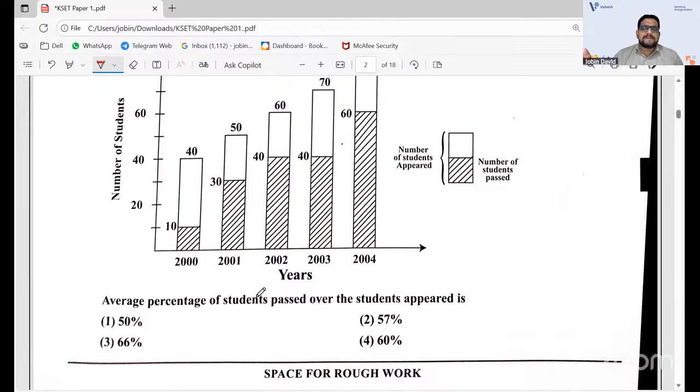So students passed will be the first quantity. Then divide by the second quantity, into 100, and you will get the answer as 66%. So the answer will be the third one, which is near to 66%. So that will be the answer for this question. So for the fifth one, the answer is 6.